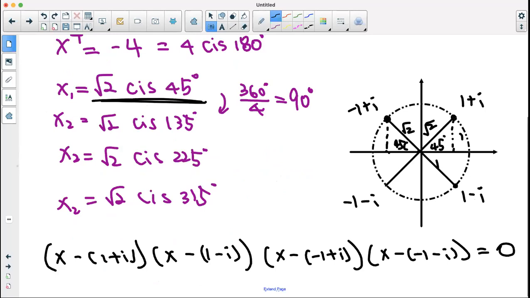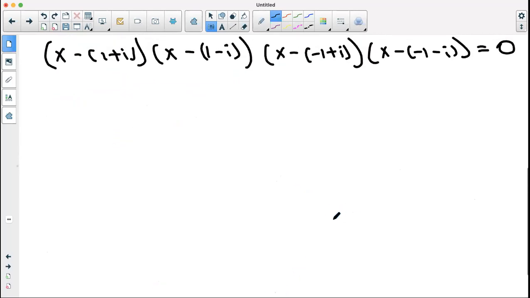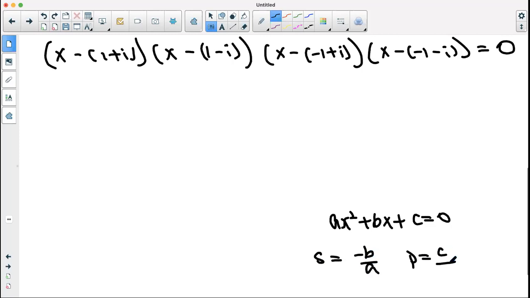Or another thing that I can do is this. I remember from last year. Do you remember that if I have ax squared plus bx plus c equal to 0, sum is equal to negative b over a and product is equal to c over a? Yeah? And then if you know the root, then you can actually use this idea to come up with an equation. Remember that, guys? Now, then here, what are the sum of the roots?